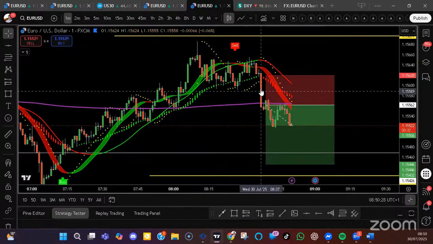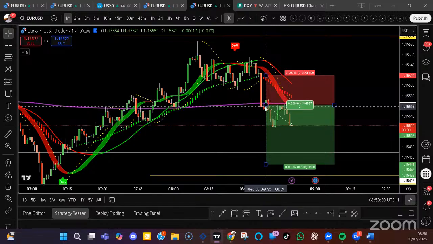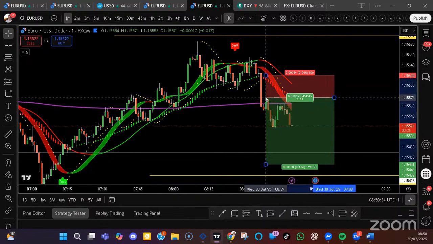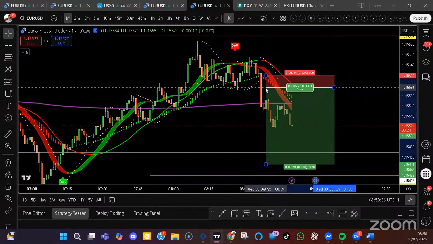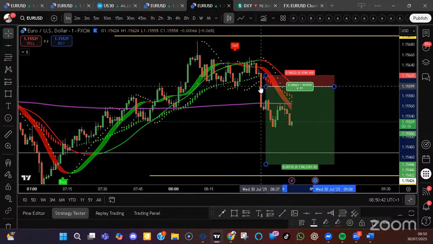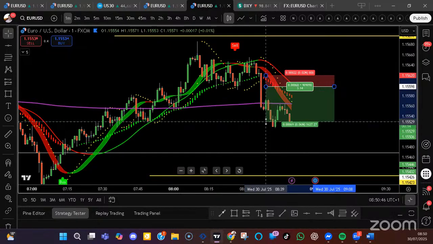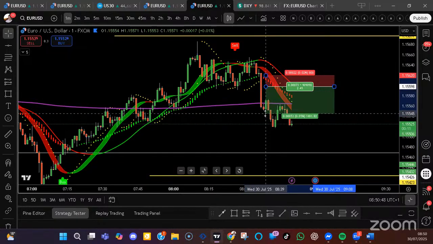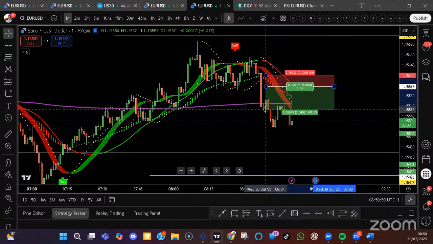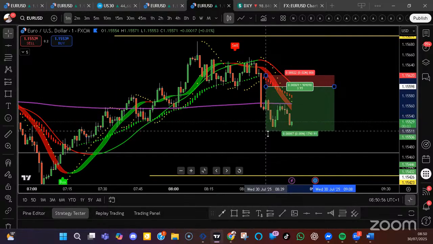I mean, realistically, on this, I would have liked to have been 2.2 there, which would have pushed my 2 to 1. And as you can see, I would have been there already. I would have had my 2%. But it was one candle.